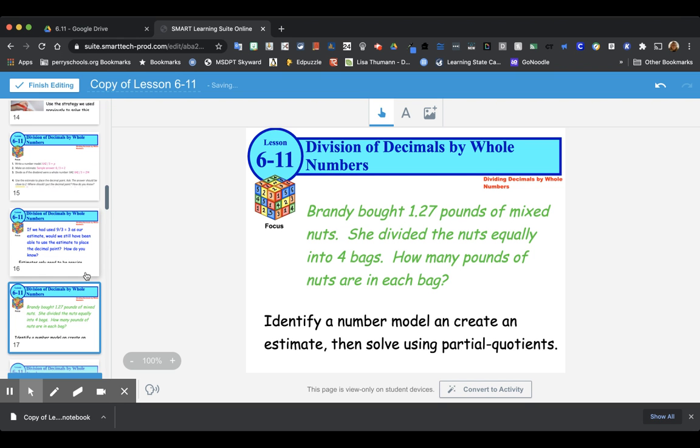So Brandy bought 1.27, or 1 and 27 hundredths pounds of mixed nuts. She divided the nuts equally into 4 bags. How many pounds of nuts are in each bag?